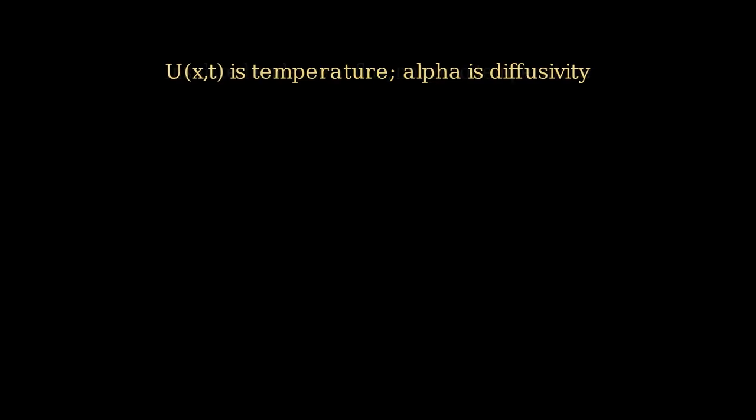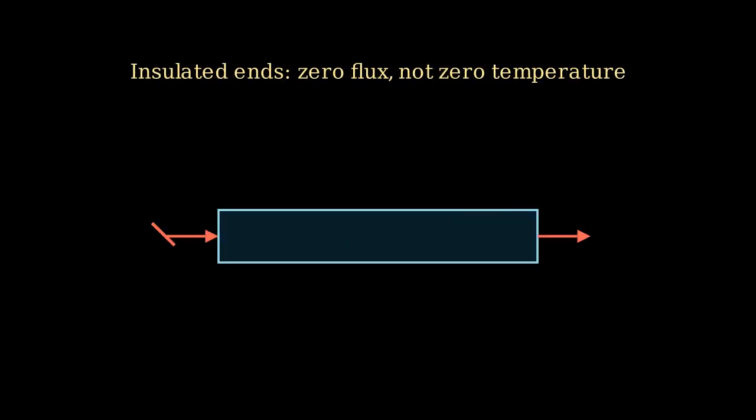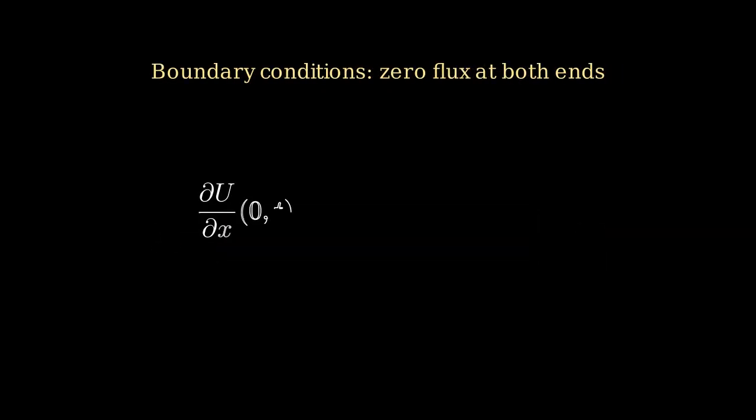Because the ends are perfectly insulated, no heat can flow in or out at either end. This means the boundary conditions are zero flux conditions, not zero temperature conditions. In symbols this says ∂u/∂x evaluated at x equals 0 and ∂u/∂x evaluated at x equals L equals 0.